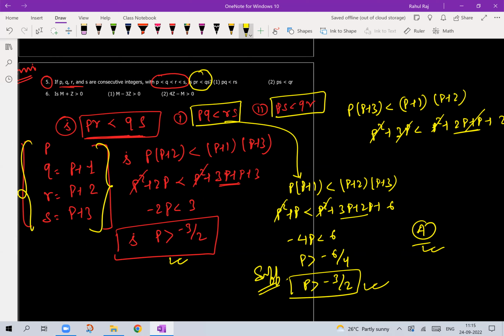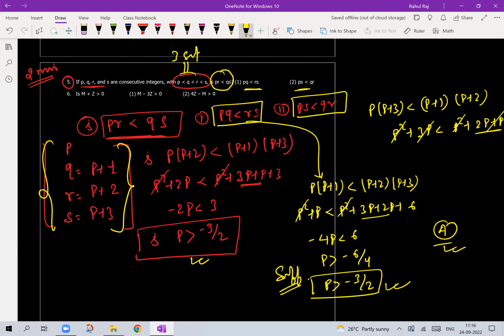You have to take three sets of values because you know that PQRS are consecutive integers, but you are not sure about the sign of PQRS. PQRS can be 1, 2, 3, 4. It can be -1, 0, 1, 2. It can be -4, -3, -2, -1. So you will have to take three sets of numbers and check with statements 1 and 2 whether the question is satisfied. But why do that? If you analyze the information a little bit, you will be able to solve the question within seconds. Any doubt here? So the answer to this question would be A.